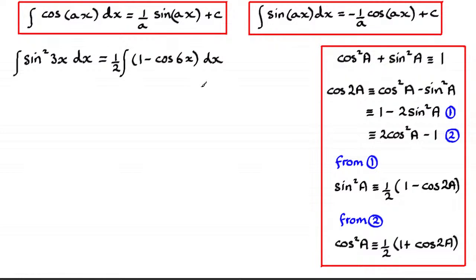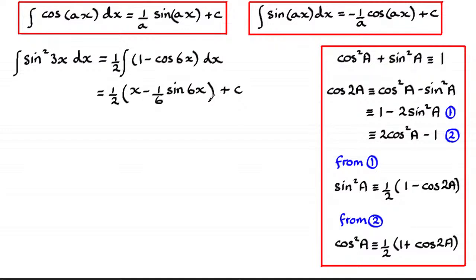So let's see how we do this. If we integrate the 1, that's going to be an x. Integrating minus cosine 6x, using this formula, but it's going to have a minus in the front. It's going to be minus 1 over 6 sine 6x, plus a constant of integration. Let me show you. That's what we're going to get.